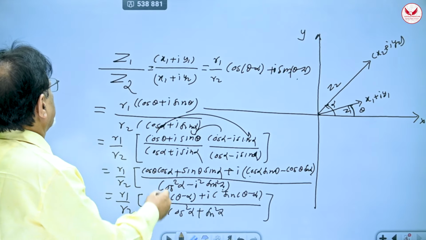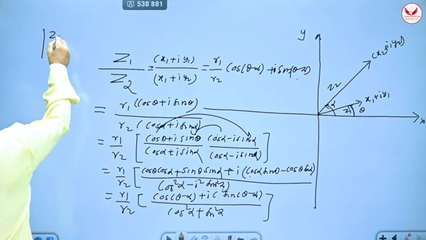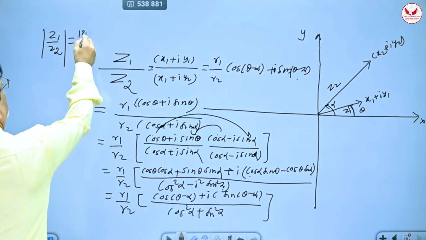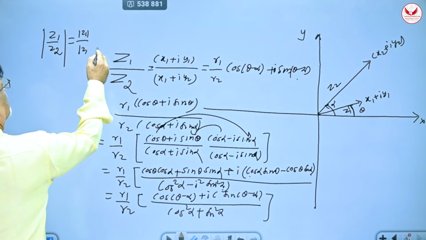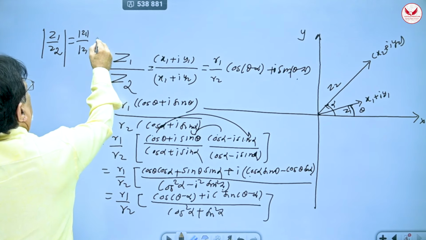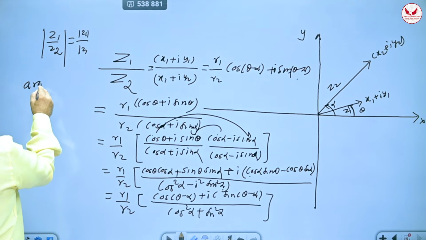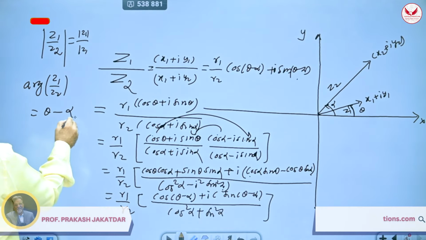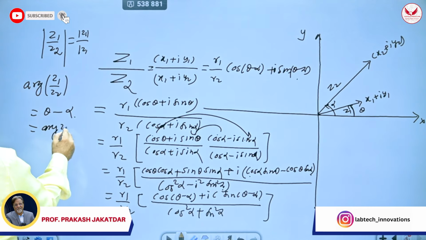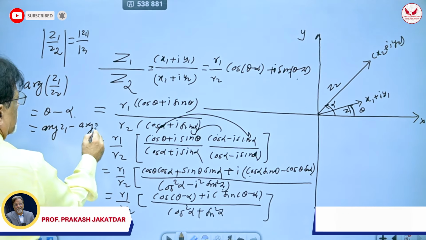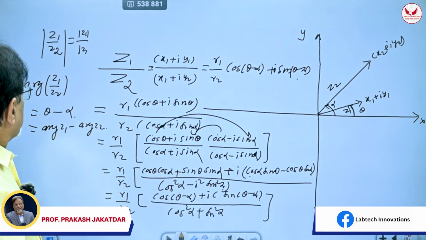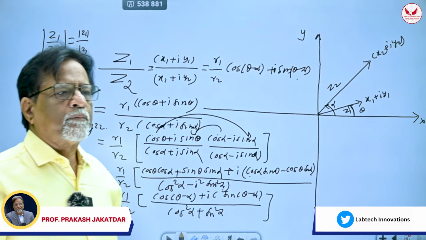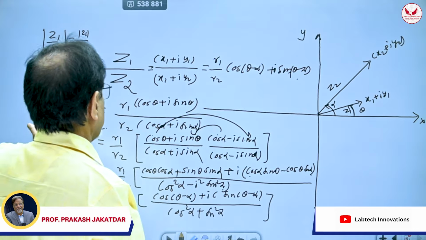Which means if I want to find out the mod of Z1 upon Z2, then this mod is nothing but the mod of Z1 upon mod of Z2. And then, what is the argument of Z1 upon Z2? The argument of Z1 upon Z2 is equal to theta minus alpha, that is, argument of Z1 minus argument of Z2. Very interesting. So whenever you multiply, you add arguments. Whenever you divide, you subtract arguments. That is how the division is carried out.